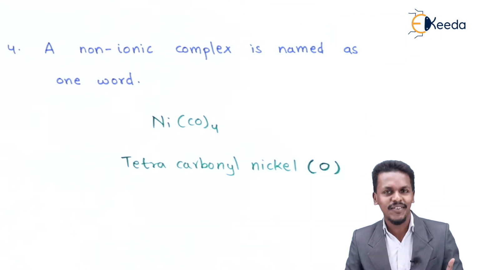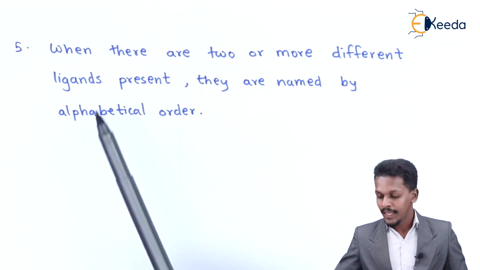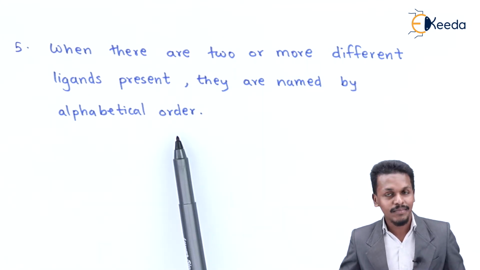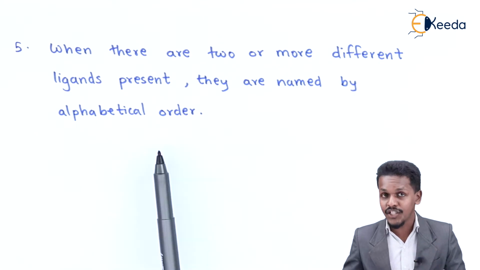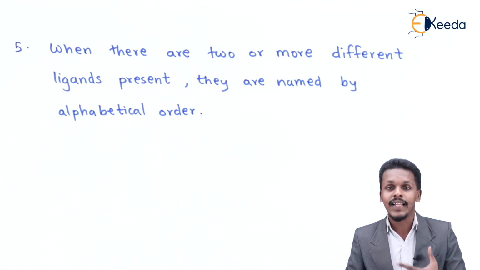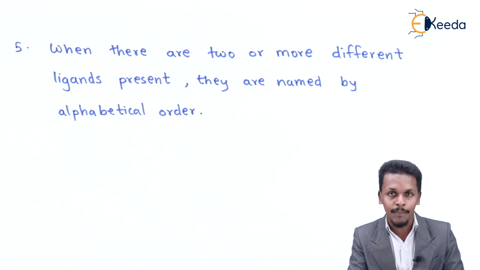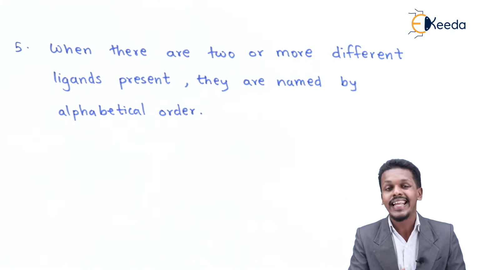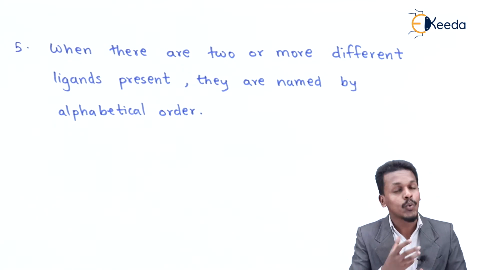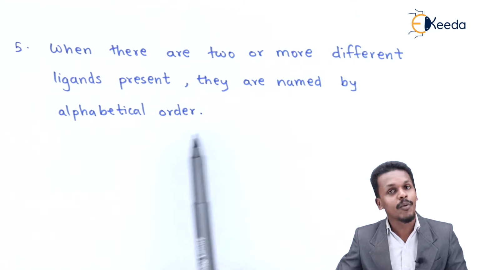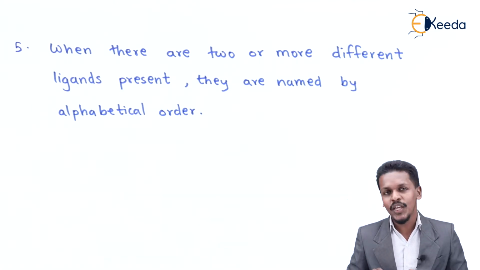And this is how basically we could give the name to a non-ionic complex. So next is the fifth rule: when there are 2 or more different ligands present, they are named by the alphabetical order. Here also we have to give particular attention, because as we understand, the metal ion can be surrounded by similar or different kinds of ligands, and that's the reason that to provide a name according to the IUPAC nomenclature, it is very essential for us to understand the rules of it. And the best rule we have to remember all the time is that we have to follow the alphabetical order. So now based on this, let me give you a particular example.